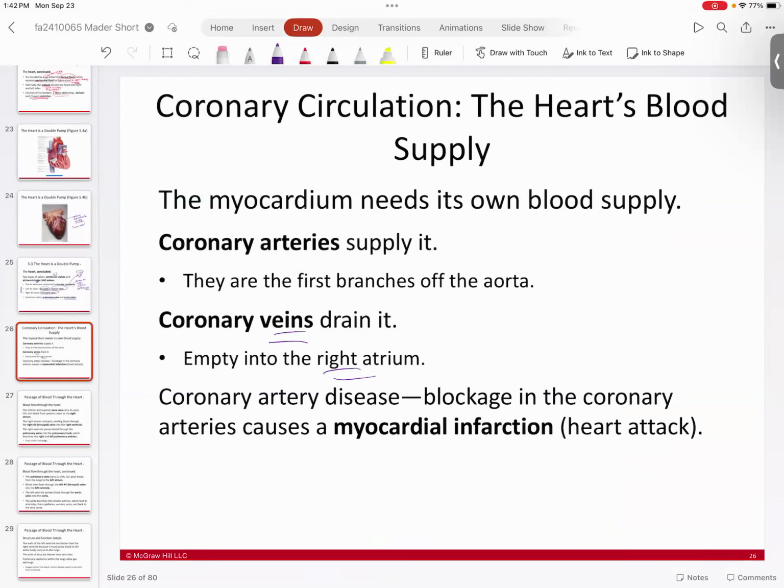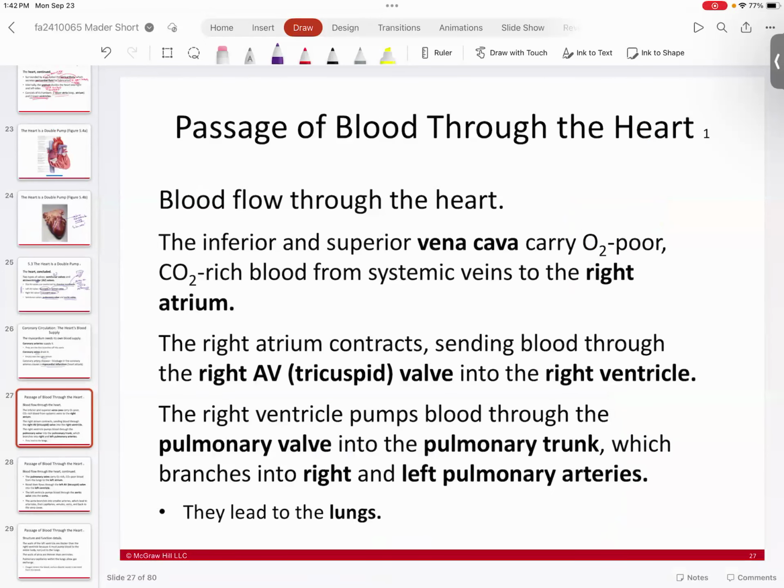If you have a blockage of these guys, that's where you get your heart attack. That's myocardial infarction. And that's typically when you go to your cardiologist to have your stress test done or to have your basic check. A lot of times they'll do a stress test on you, and this is what they're looking for. They're looking for blockages anywhere in that coronary artery system in particular, to see whether or not they have to do a stent.